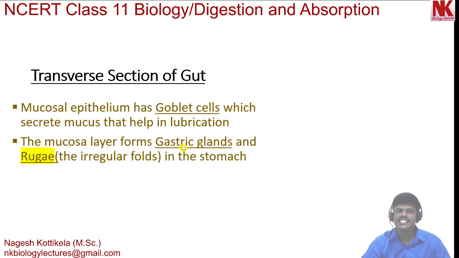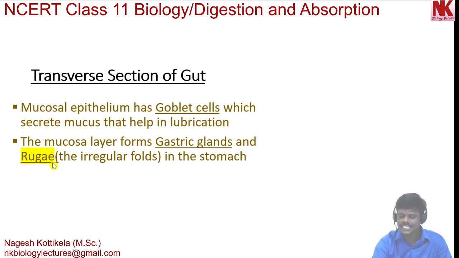Now, the next one, the mucosa layer forms gastric glands in stomach. Gastric glands secrete gastric juice that has lot of importance in digestion of proteins in stomach. The details of that will be discussed in next session. Not only the gastric glands, mucosa layer also forms many irregular folds in the stomach. These irregular folds formed by the mucosa layer in stomach are called rugae. Very important for your exams.